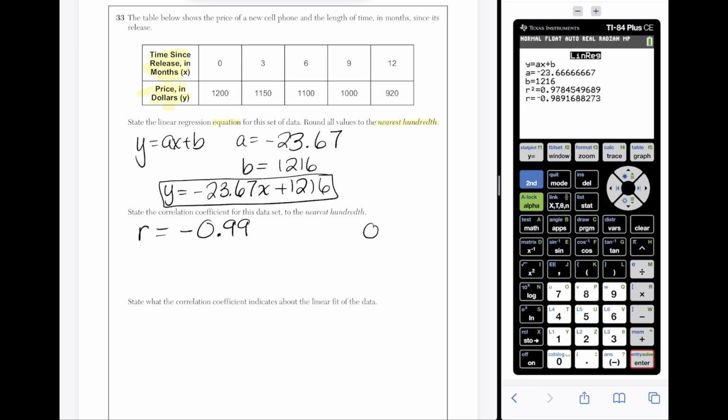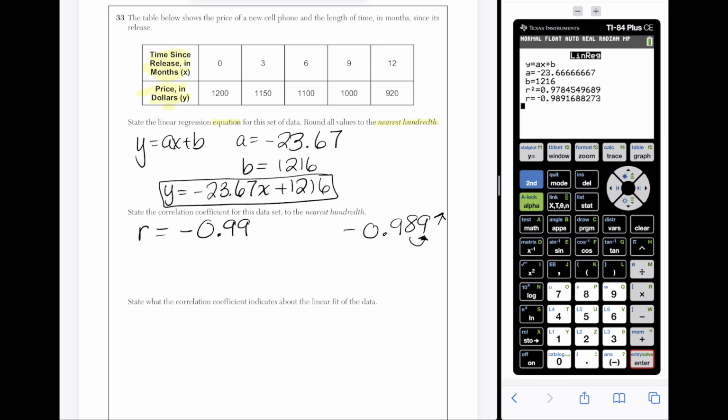Why did I do that? Because I had negative 0.989, and you look at the buddy behind you, and if it's 0 to 4, round down, but because it's more than 5, round it up. So that's why I rounded it up. Okay? So that's all we had to do for the second part, is to write down r and round it.